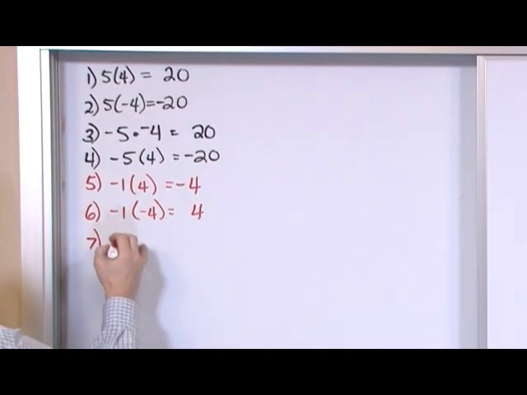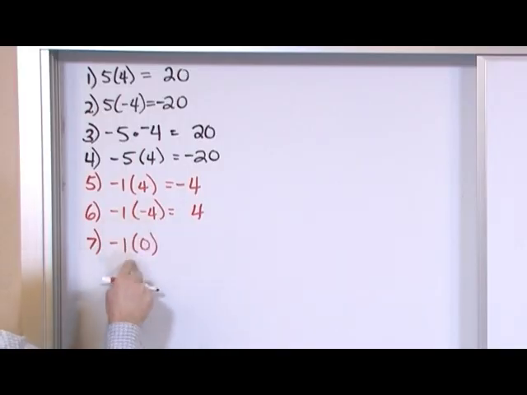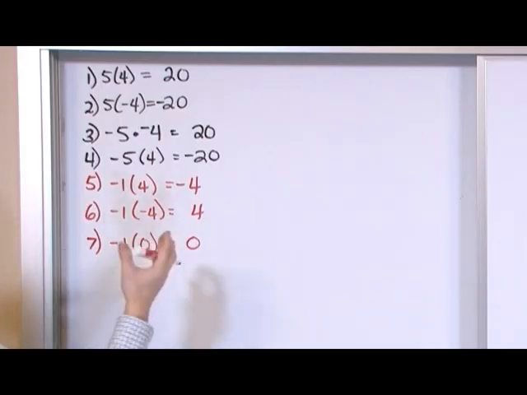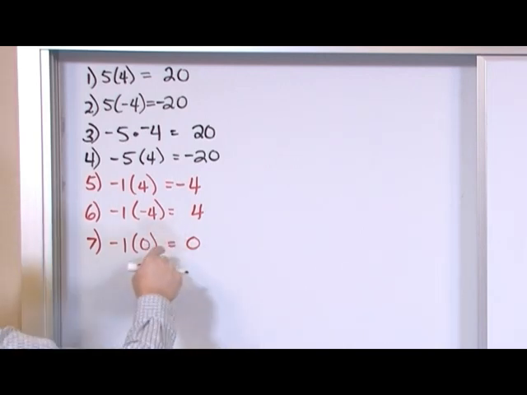So under number 7, we have negative 1 times 0. Well, anything times 0 is 0. So there's really no need to look at signs, because 0 is right in the middle of the number line. It doesn't have a positive or negative at all. You never put a sign in front of 0.